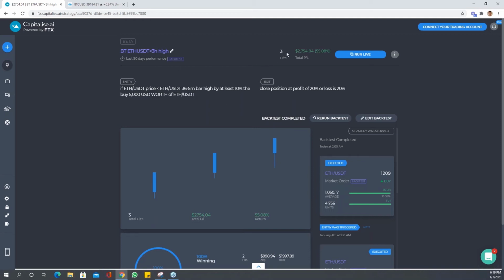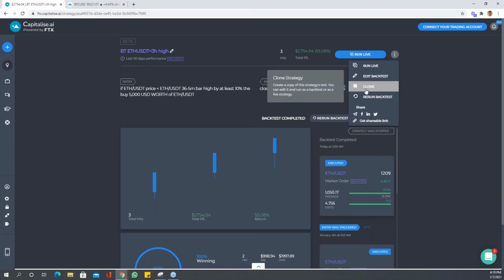You've got your name, you've got now the amounts of hits. And remember, this is 3 entries and 3 exits that happened. You can also see the total P&L. You can see that this gave us 55.08%. And this is gross, it doesn't include any trading fees, so you'll just have to work it out. But with 3 trades, you're not looking at an intense amount there. As with your simulated strategies, you've got your control panel, and that's how I was cloning it.